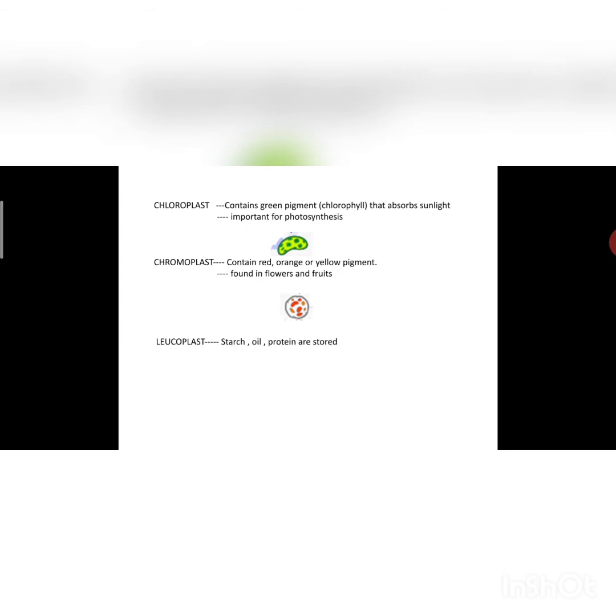So chromoplast, if it has the green pigment chlorophyll, is called chloroplast and will be present in the leaves. Sometimes the chromoplast will contain red, orange or yellow pigments, and will be found in flowers and fruits. So what are leucoplasts? Leucoplasts are cell organelles in which materials such as starch, oils and proteins are stored. They are white or colorless plastids.